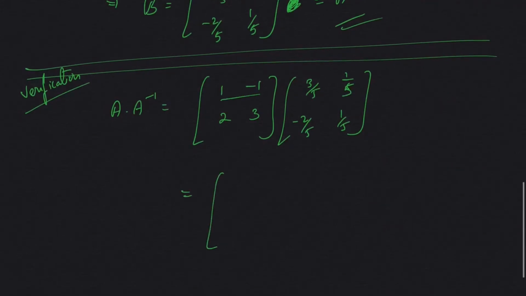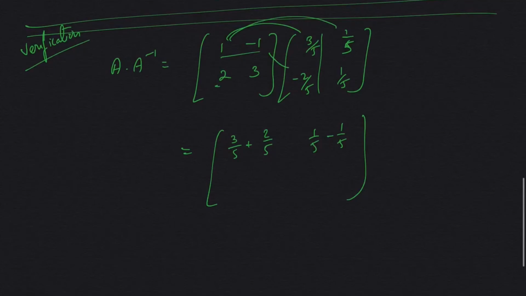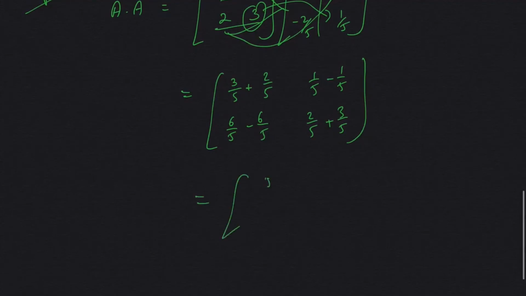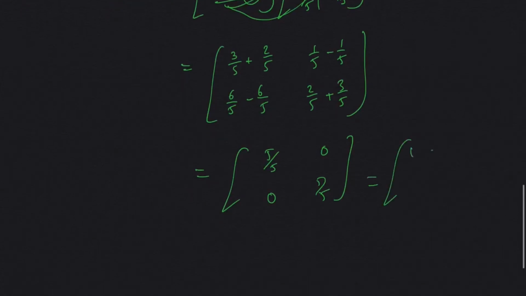So let's try to multiply first row, first column. So 3 by 5 plus 2 by 5. 1 by 5 minus 1 by 5. 2 3s are 6 by 5 minus 6 by 5. 2 by 5 minus 3 by 5, plus, no, 3 into, yes, plus 3 by 5. So what do we have here? 5 by 5, 0, 0, 5 by 5. So it should give us the identity matrix, which is correctly true.